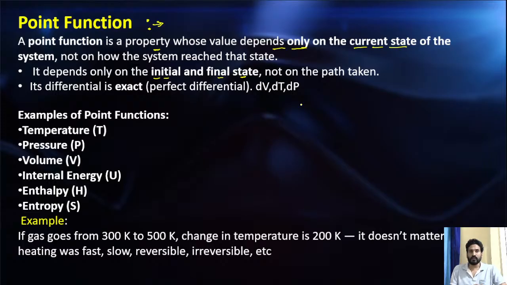What is the path actually? The path of the process is not important for the point function. I hope I am clear to you. What I'm saying, guys, is that there are some properties which only depend on the initial state and the final state. They do not care about the path taken by the process, right? So what are those properties? Temperature, pressure, volume, internal energy, enthalpy, entropy. These are some examples of point functions, right?